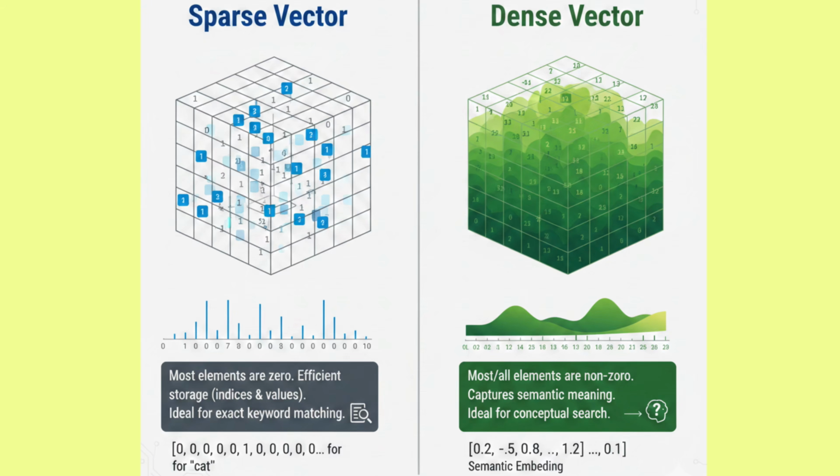For example, one hot encoding for the word cat in a vocabulary of 10,000 words would be a vector of 10,000 numbers with a 1 at the index for cat and 0 everywhere else.